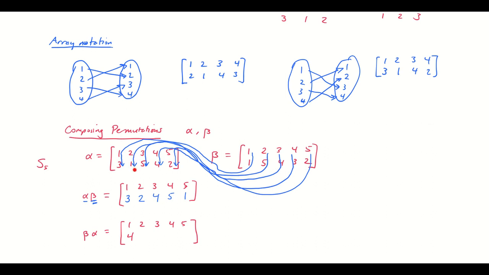2 goes to 1, and then 1 goes to itself, so 2 just goes to 1. 3 goes to 5, and then I check 5 goes to 2. That means that 3 goes to 2. What does 4 do? 4 goes to itself under alpha, and then beta is going to map that 4 to 3. So 4 goes to 3. So I'll bet we're going to have a 5 here, but let's verify that. 5 goes to 2, and then 2 goes to 5. So 5 really does go to 5.